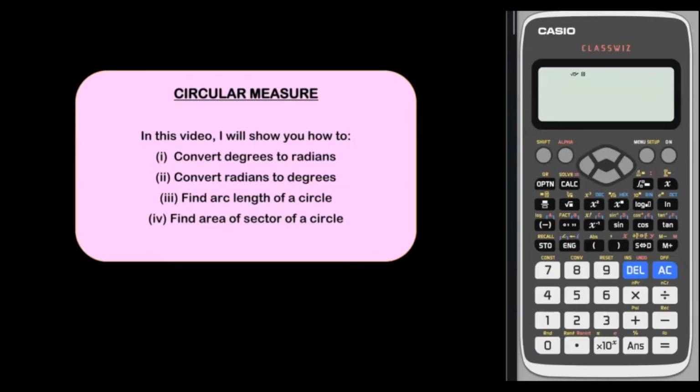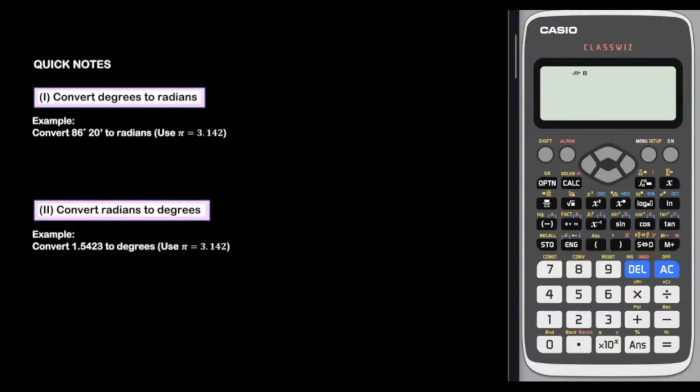In this video, I will show you how to convert degrees to radians, convert radians to degrees, find out length of a circle, and find area of sector of a circle. I will also teach you how to use the Casio Classwiz calculator to double check your answer and also to get your answer fast and accurate. To solve questions related to circular measure, we need to know how to convert from degrees to radians and radians to degrees. So to convert from degrees to radian, we have to use the angle in degree, then after that multiply by pi over 180.